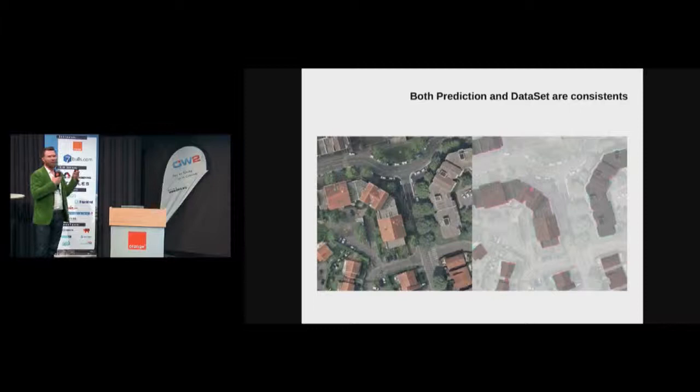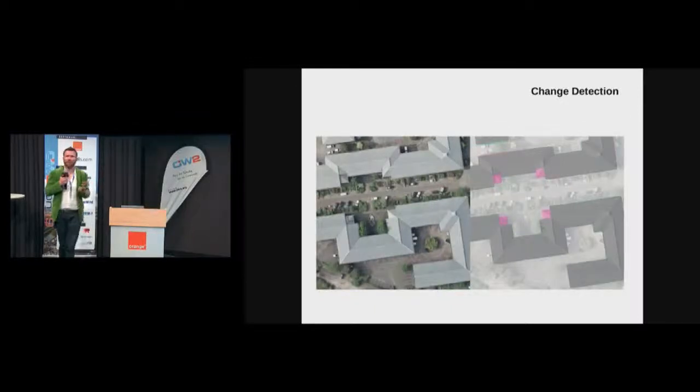And once you've done that, you can train the model again with a clean data set and get this kind of result. So here there is an improved consistency between the official data and the prediction, and it could help to monitor something like change detection. You can see in this example that the main part of the building was obviously detected, but some parts of the building were not present in the official data.